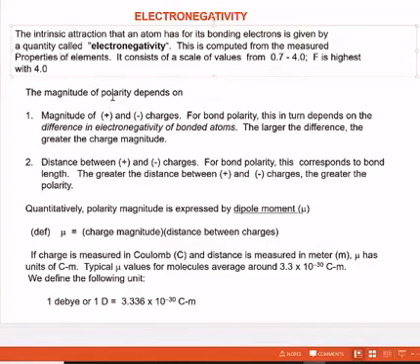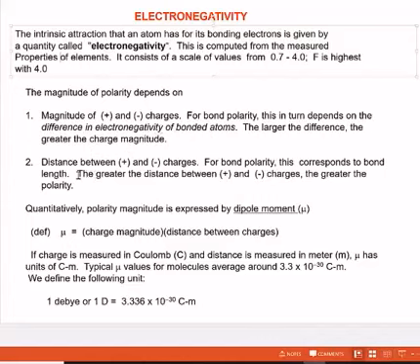Now, we talked about the HCl molecule being a polar molecule. Polarity itself actually depends on two factors. First, it depends on the magnitude of the positive and negative charges. For the bond polarity, this largely depends on the difference in the electronegativity of the bonded atoms. So the larger the difference, the greater the charge magnitude.